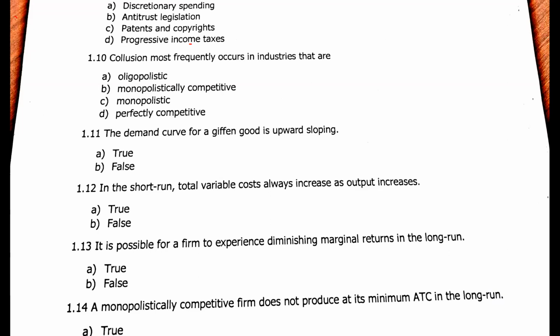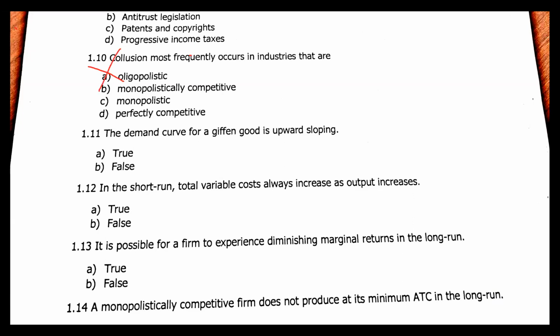You've skipped one question, sir. Oh, question 10. It most frequently occurs in industries that have collusion, where companies come together and agree, okay, let's charge like this, let's do it like that. Which market is that? Oligopoly, sir. Yes, it is in the oligopoly market. That's where you have that.